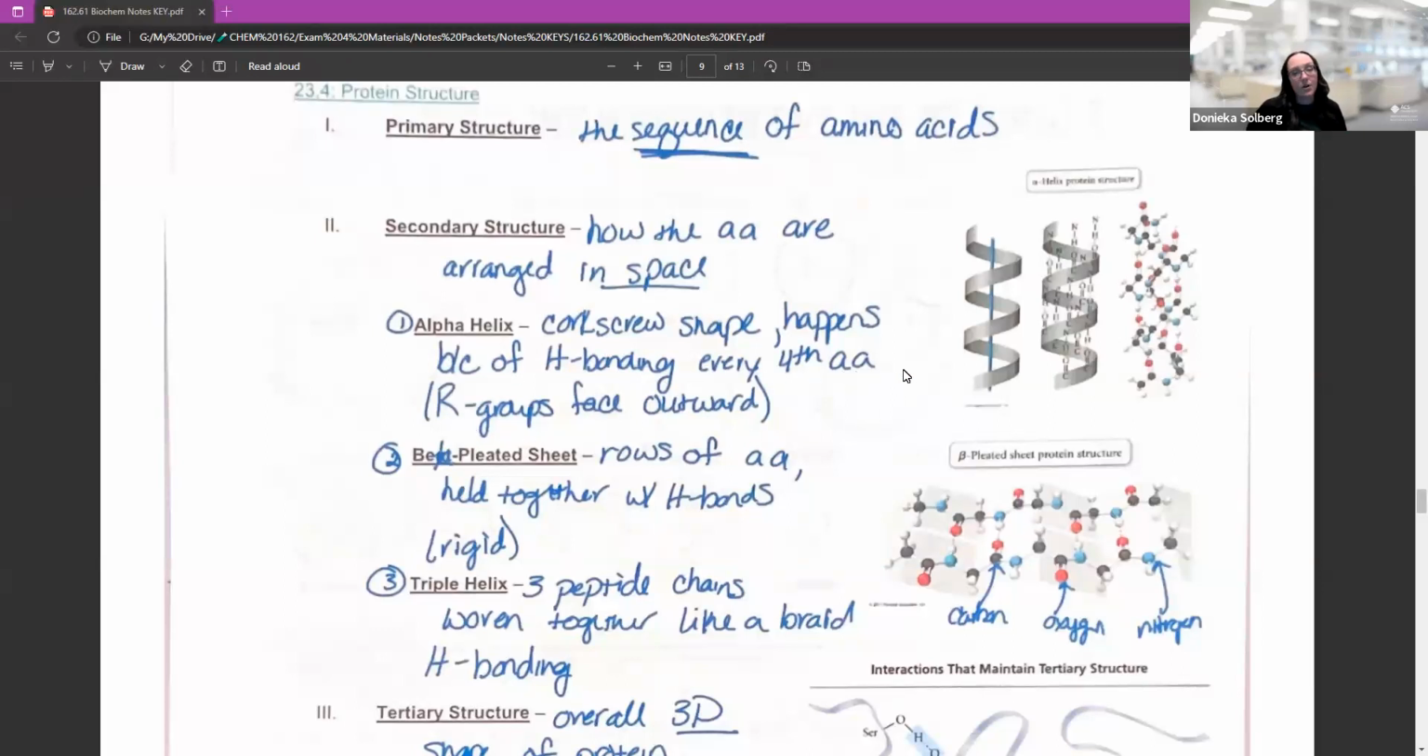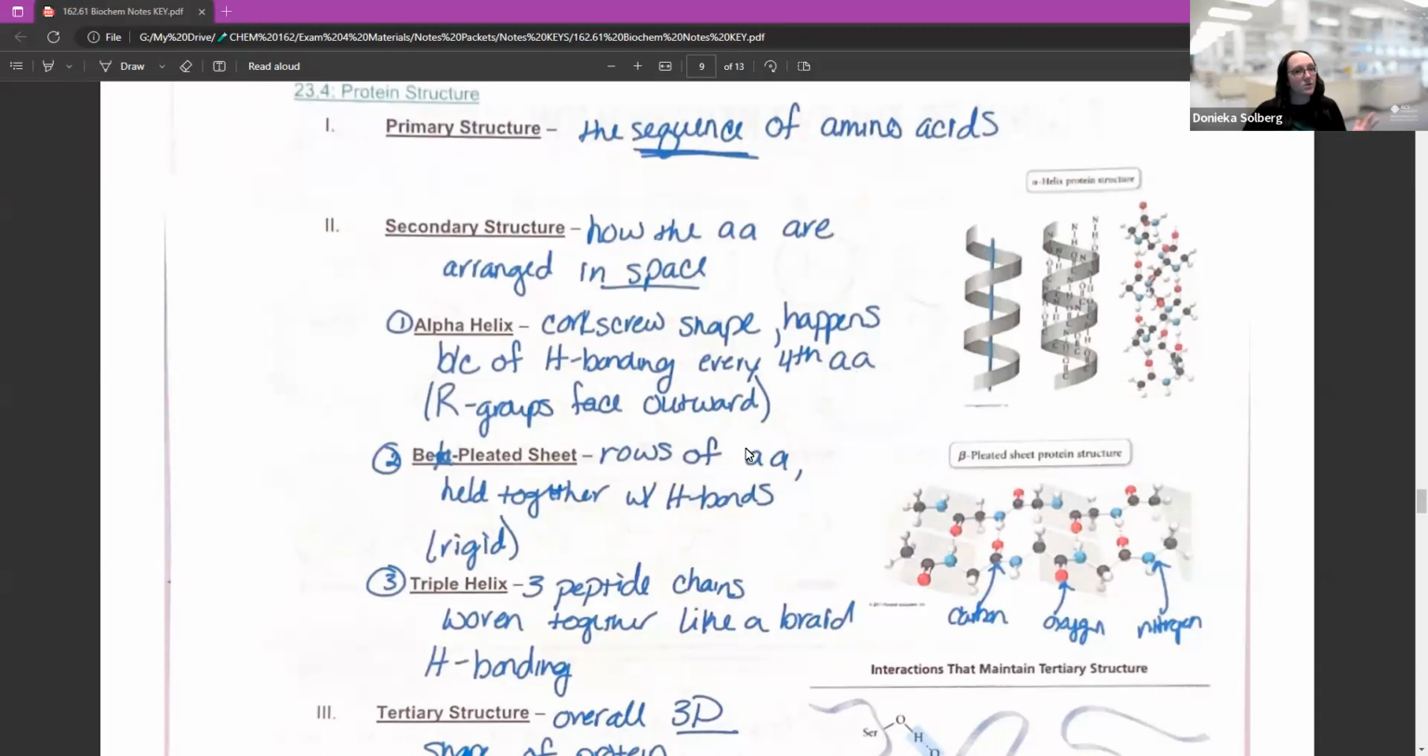And then the rest of the R groups are going to kind of face outward. So we get hydrogen bonds, we get a little corkscrew. That's called an alpha helix. It happens sometimes in molecules. Also, beta-pleated sheets. This is a different type of secondary structure. It's when you get rows of amino acids that again are held together with hydrogen bonds.